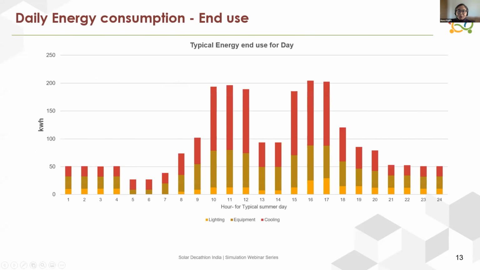This information was used. This chart shows typical energy use for a summer day. The y-axis shows energy consumed in an hour, and the x-axis shows the hour of the day. The lighting and equipment, which we can see in yellow and yellow ochre, are mostly constant during the unoccupied hours as well as the occupied hours. And the ones in red are the cooling consumption, and those fluctuate based on the time of the day, occupancy, as well as outdoor temperatures.